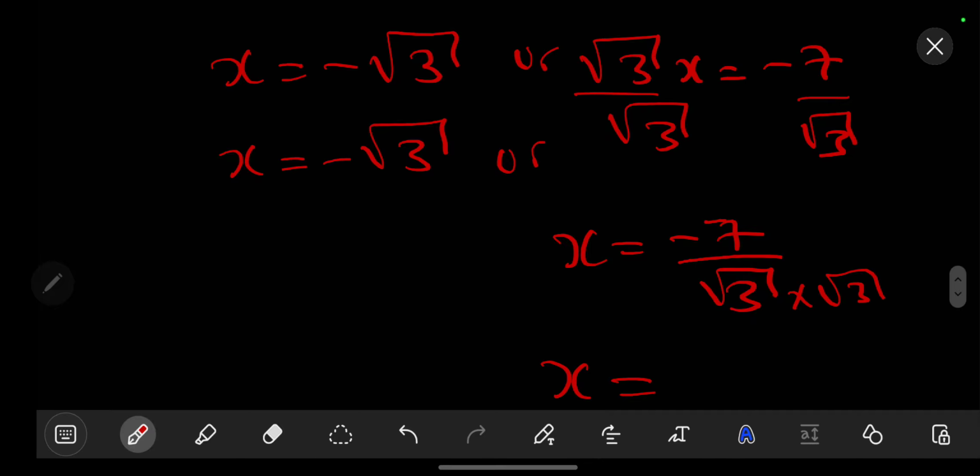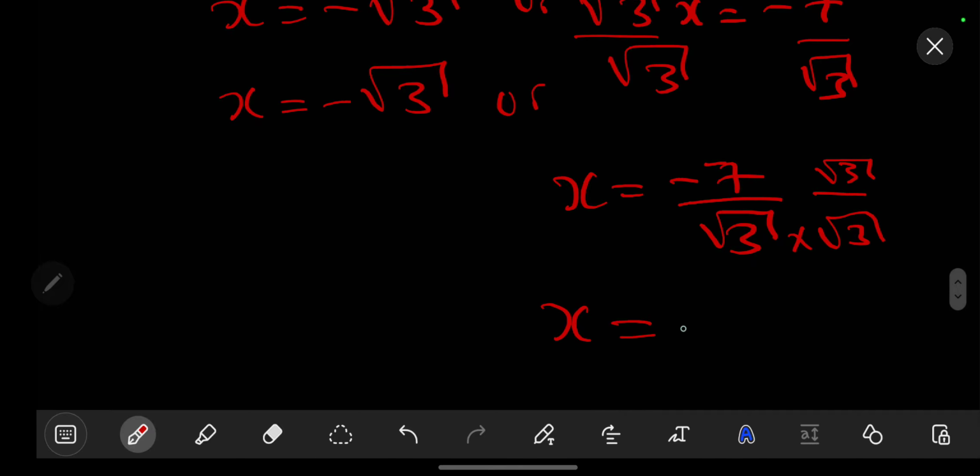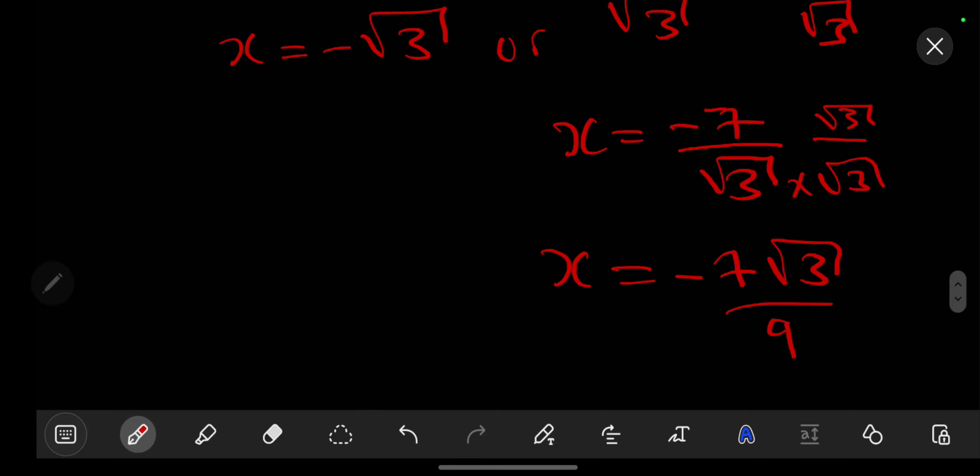We have the square root of 3 times the square root of 3. The answer is negative 7 square root of 3. Square root of 3 times square root of 3 is square root 9, which will give us the square root of 9 is just 3. This is your value.